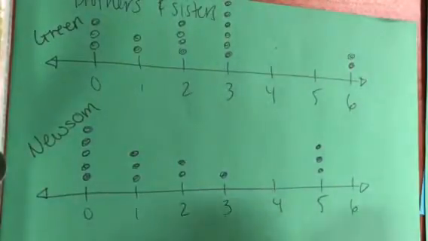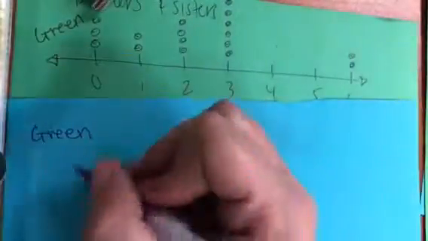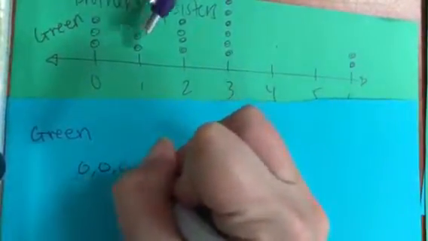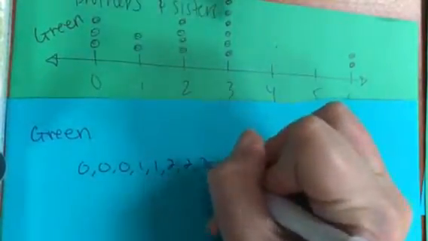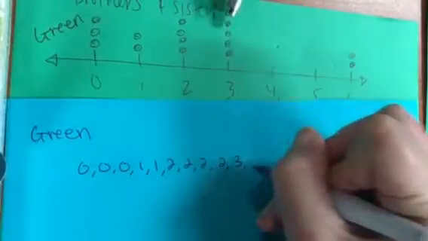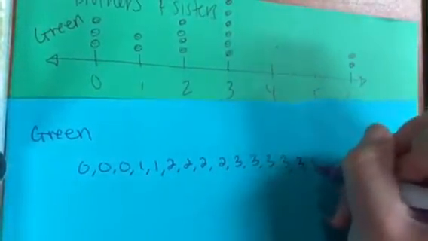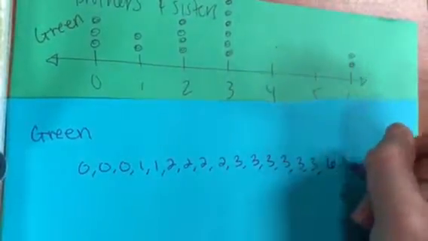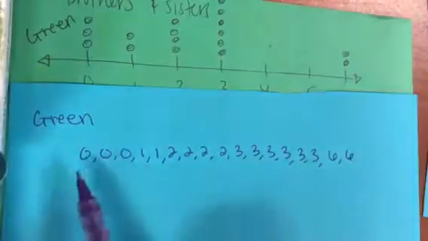So Miss Green's class, I'm going to cover up Miss Newsom for right now. Here we go. Write down what data we have. 0, 0, 0, 1, 1, 2, 2, 2, 2. Those 4 twos, yep, and then 1, 2, 3, 4, 5, 6 threes. And then don't forget my 2 sixes. So, to find the mean, I have to add all these up.